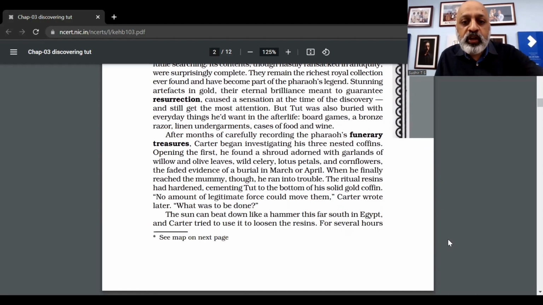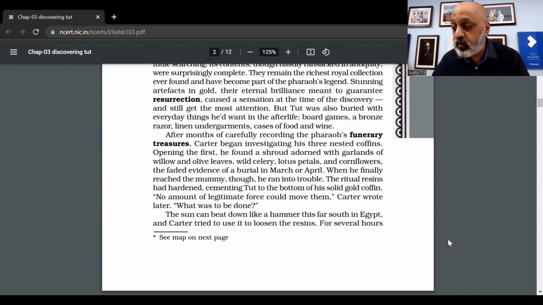After months of carefully recording the pharaoh's funerary treasures, which refers to all these valuable treasures with which King Tut was buried, Carter began investigating his 3 nested coffins. Opening the first, he found a shroud adorned with garlands of willow and olive leaves, wild celery, and lotus petals and cornflowers, the faded evidence of a burial in March or April.